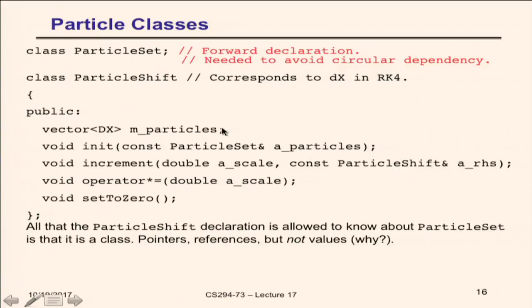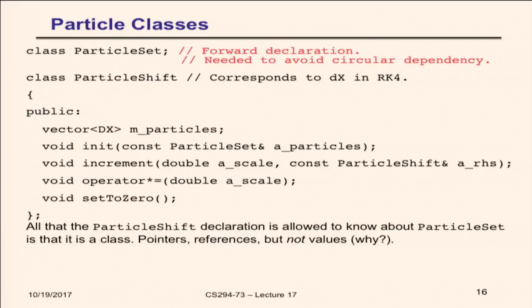You have a vector of increments of particles. So these are increments of particles. You know how to initialize, you know how to increment, you know how to scale, and you know how to set to 0. So these are the functions that are part of the contract that RK4 knows about. RK4, whatever you're defining as your dx in RK4, has to know how to call these functions and what they mean relative to particle set and the various scalars.